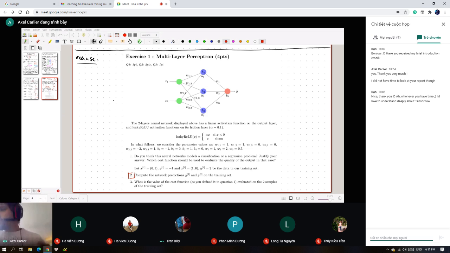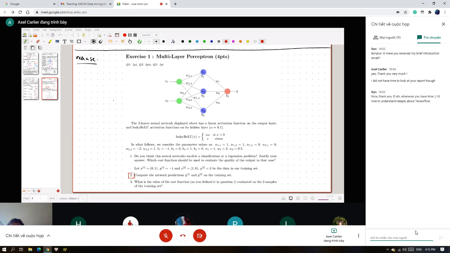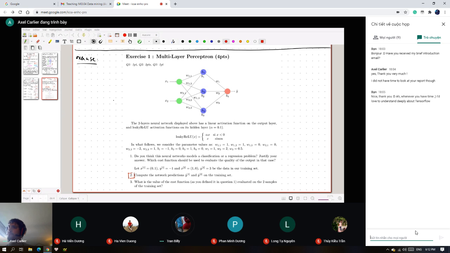So do you manage to start? Do you understand what you need to do? Maybe I can at least say a few words to help you. First thing, this is a neural network. First question, how many parameters does this neural network have? What's the depth of this neural network?